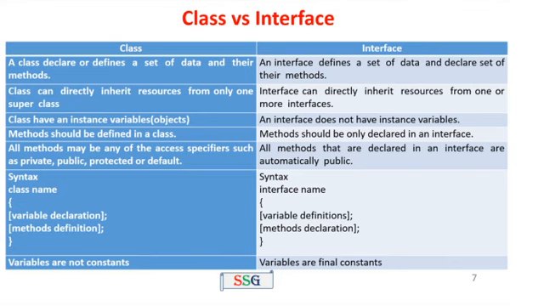Third one, a class has instance variables, objects. So automatically the class, that is, the user creates the object variable, but an interface does not have an instance variable. Methods should be defined in a class. Here interface methods should be only declared in an interface. All the methods in a class may be any one of the access specifiers such as private, public, protected or default. Here all the methods that are declared in an interface are automatically public. Then the syntax for the class: class name, variable declaration, method definition. Then for the interface: interface name, variable definition, method declaration. Here the class variables are not constant, but in an interface all the variables are final constants.